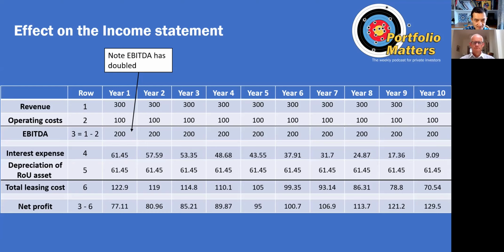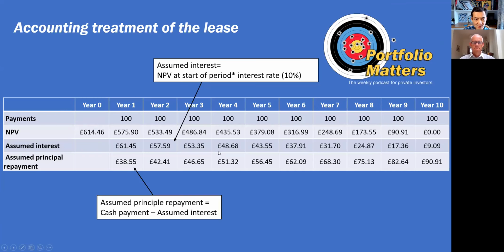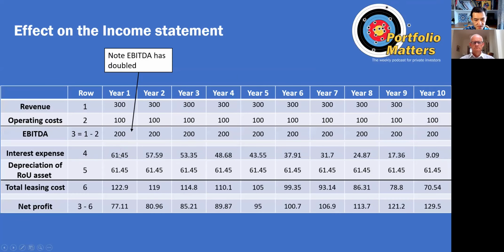So the depreciation is equal in each of the 10 years of the life of the right of use asset. And you'll see the interest expense, on the other hand, declines every year in line with our accounting treatment of the lease and the assumed interest. So this line, the assumed interest, equals the interest expense. And the leasing cost you put through the income statement each year is the sum of rows 4 and 5. So in year one, it's £122.90, and then it's going to decay over time.